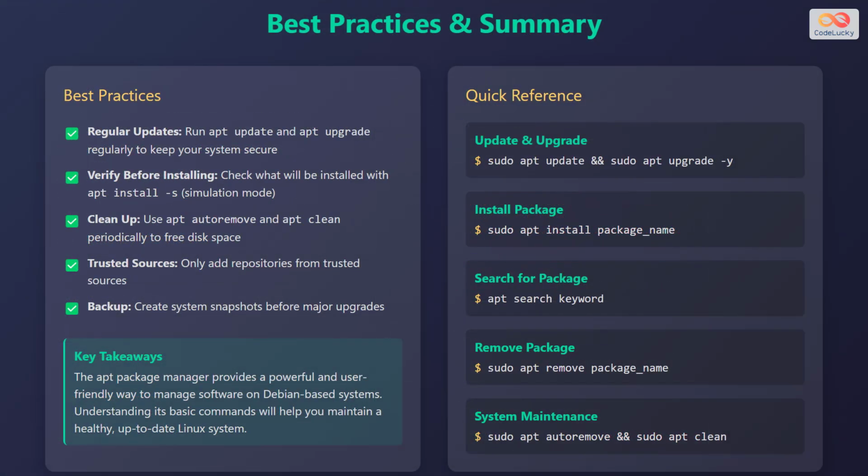To ensure your system remains stable, secure, and well-maintained, it's important to follow best practices for package management. Here are some key recommendations. Regularly run apt update and apt upgrade to keep your system secure. Before installing anything, check what will be installed with apt install -s, that is simulation mode. Use apt autoremove and apt clean periodically to free up disk space. Only add repositories from trusted sources. And create system snapshots before major upgrades to back up your data.